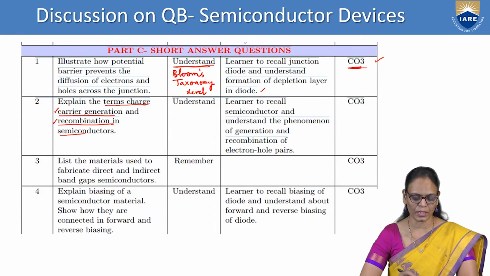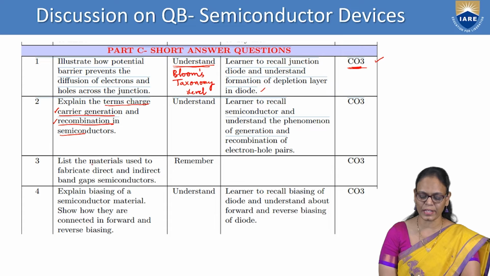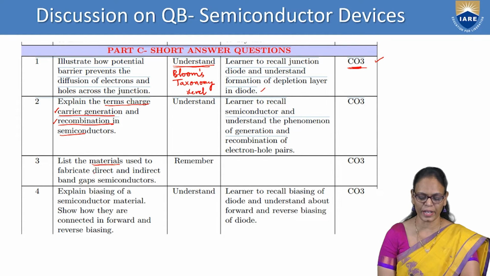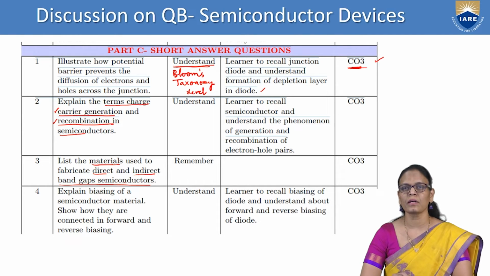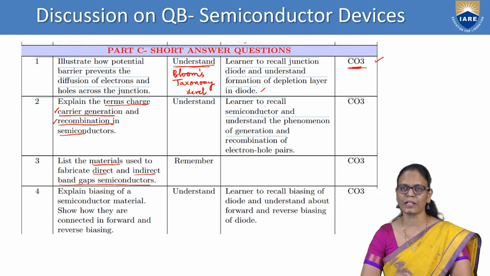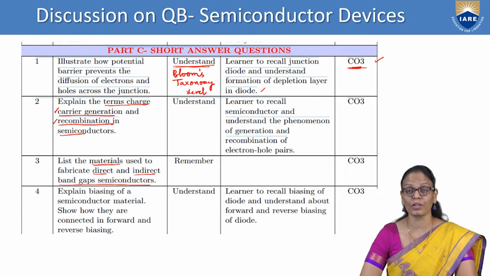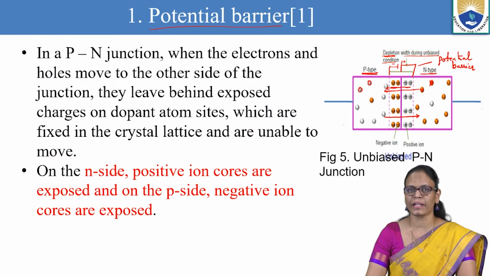Now coming to the third question: list the materials used to fabricate direct and indirect bandgap semiconductors. So we need to understand what direct bandgap semiconductors and indirect bandgap semiconductors are, and what materials are used in direct and indirect bandgap.